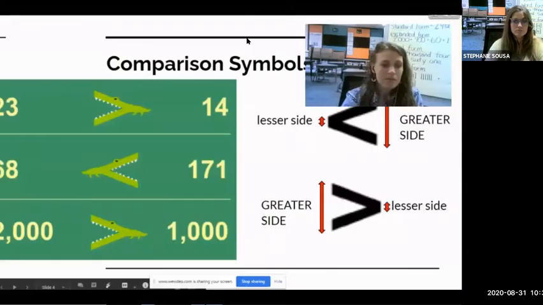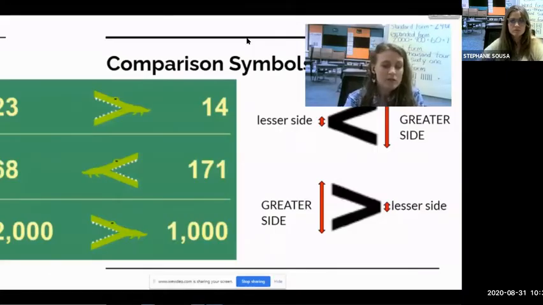Hey! We can see here that we have some visual representations of the comparison symbol. As the video showed, it's easy to remember the comparison symbols as alligators that want to eat the larger portion. So here we see that 23 is a greater number than 14. So our alligator is attempting to eat 23 items instead of 14.